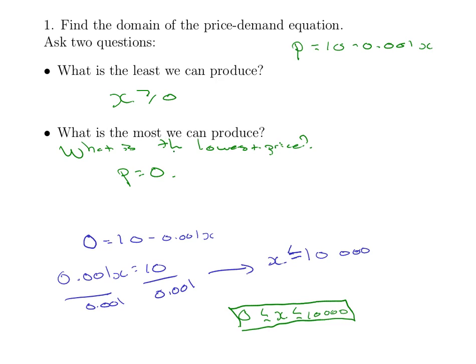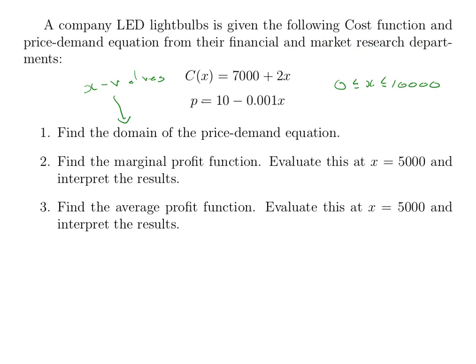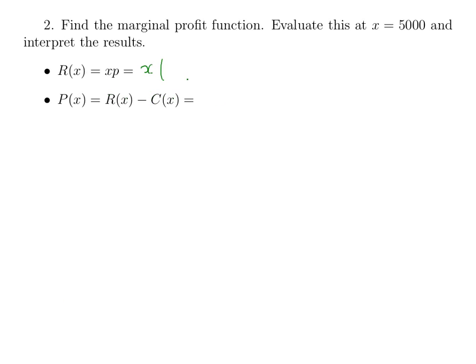Anyways, let's get into the actual calculus. What we want to do is find the marginal profit function. So to do that, we're going to need to find revenue first. Revenue is x times p. So this is going to be x times, what was p? 10 minus 0.001x. There's a decimal right there. There we go. So we've got 10x minus 0.001x squared. This is our revenue function.